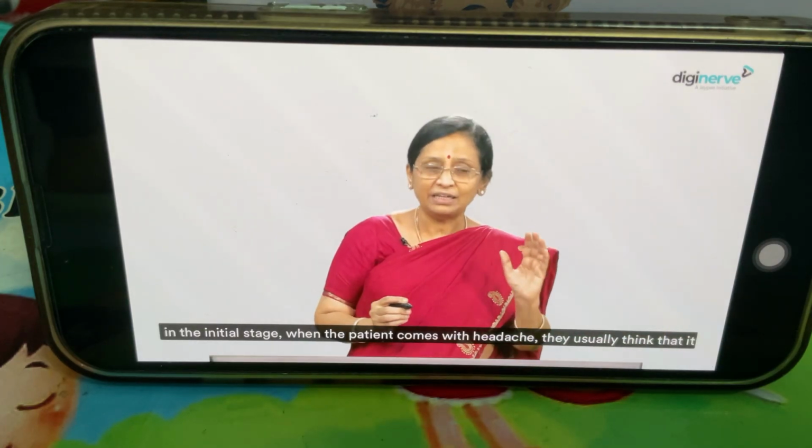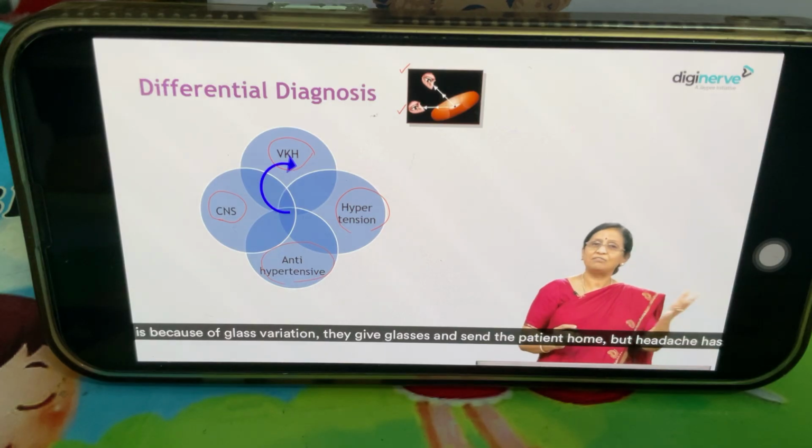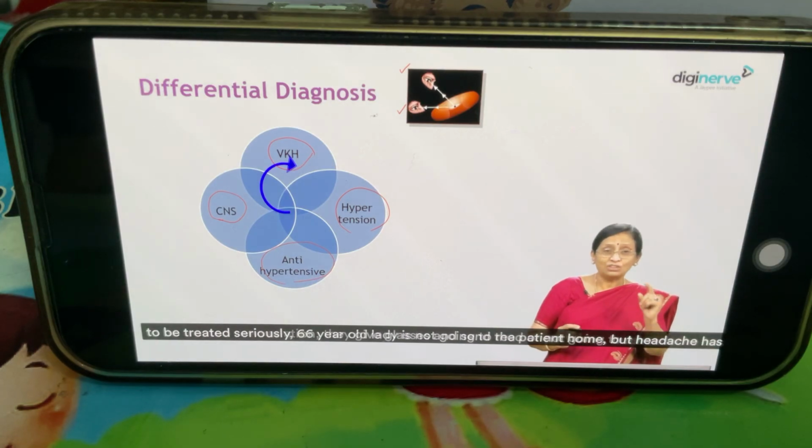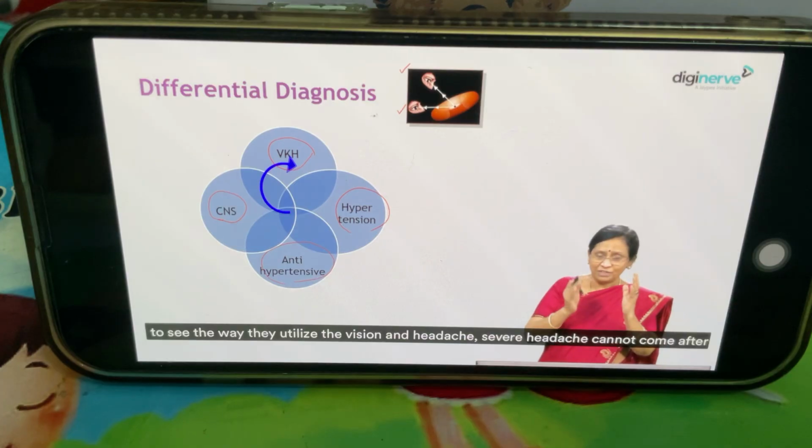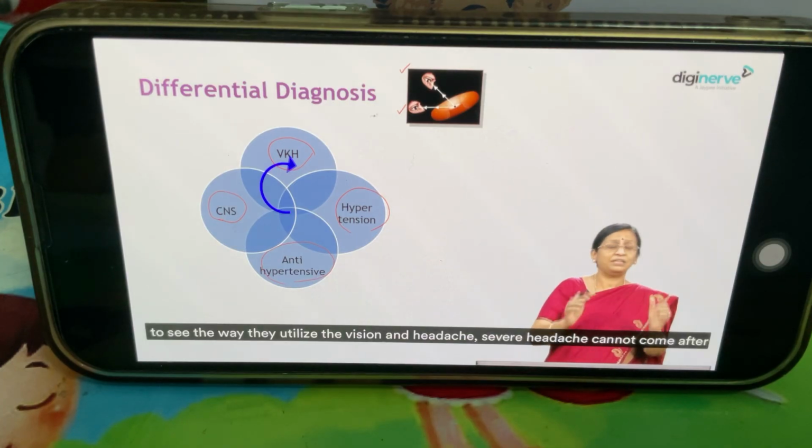When the patient comes with headache, they usually think that it's because of glass variation. They give glasses and send the patient home. But headache has to be treated seriously. A 66-year-old lady is not going to read or see WhatsApp, and it is not because of refractive error at all. So we have to see the age and we have to see the way they utilize the vision. And headache, severe headache cannot come after refraction.